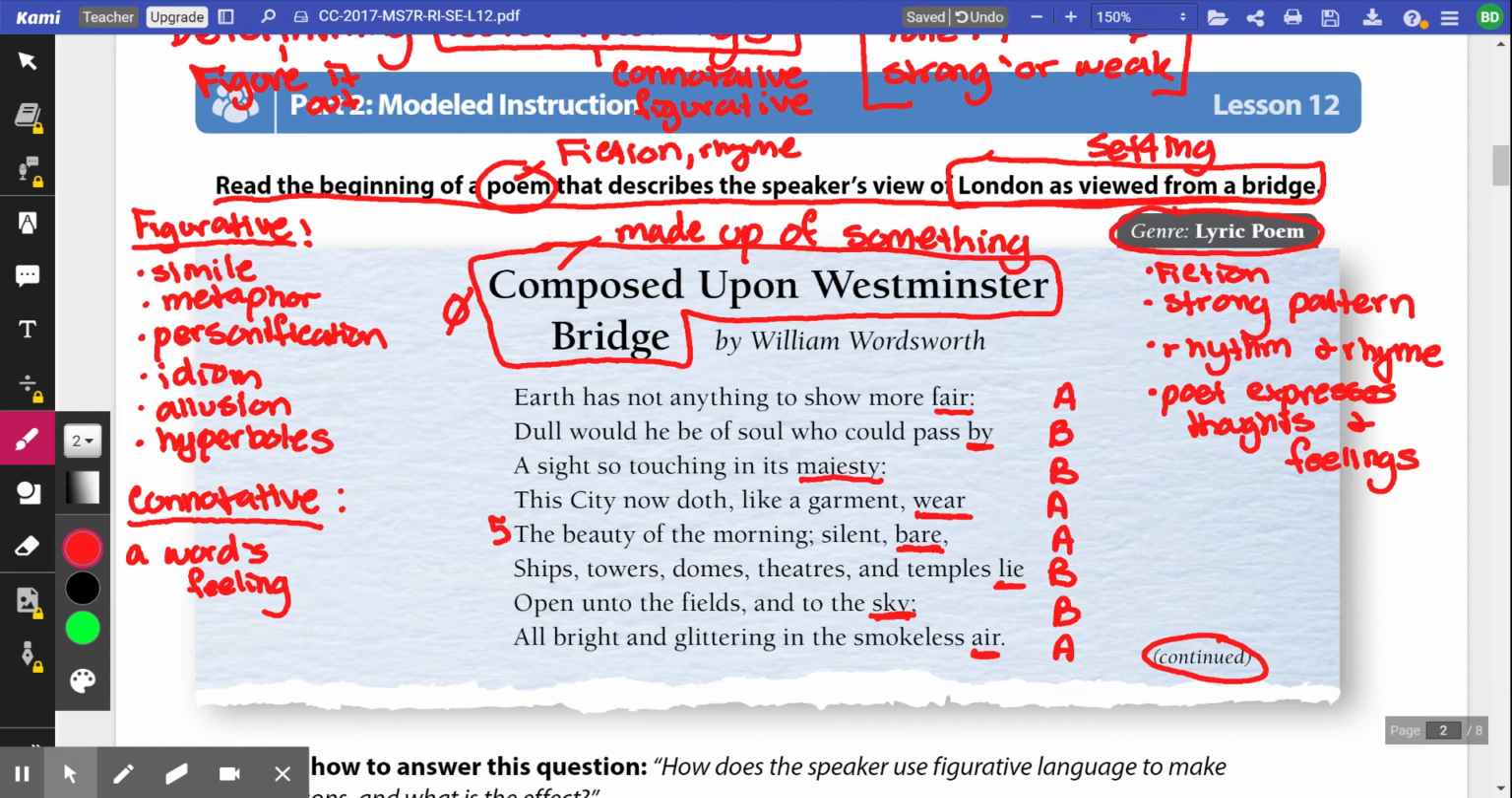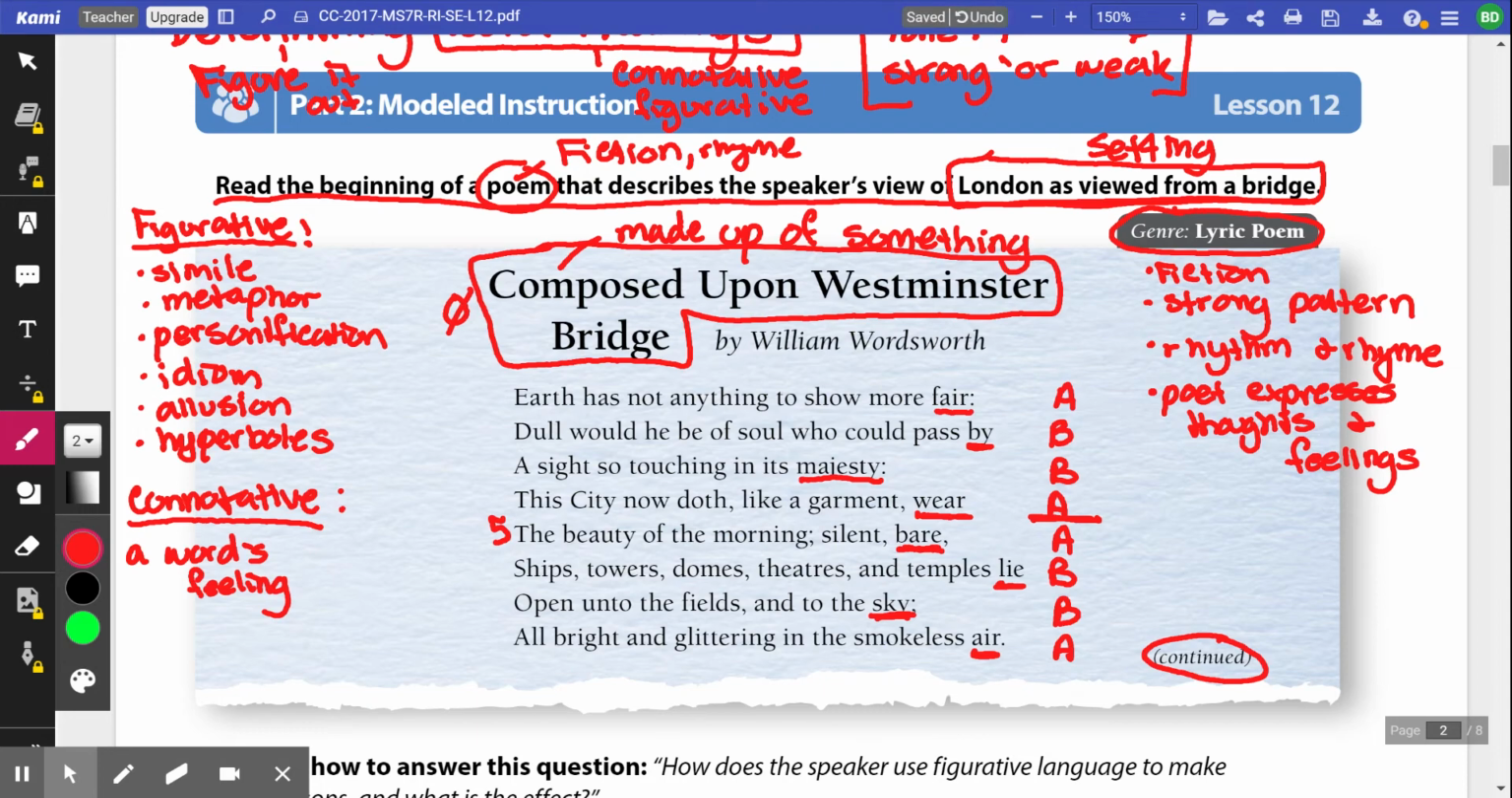So the rhyme scheme is A, B, B, A, A, B, B, A. If you notice the repetition in that, you would be doing well because it's repeating itself, right? So after line 4, it splits and then it repeats itself. So A, B, B, A is our rhyme scheme.